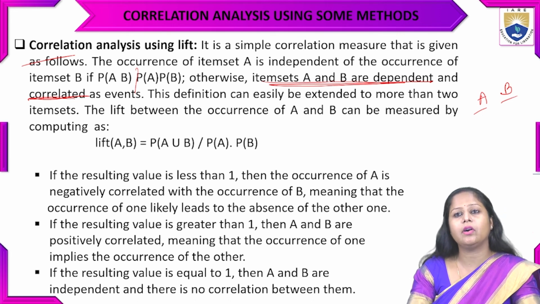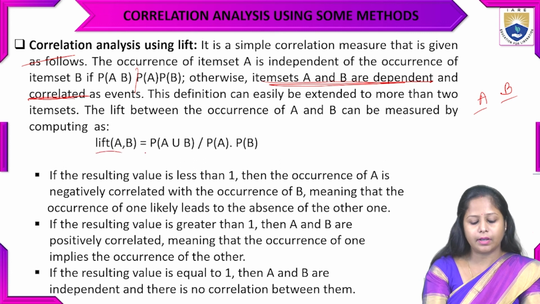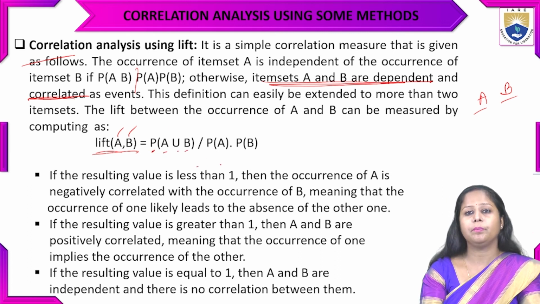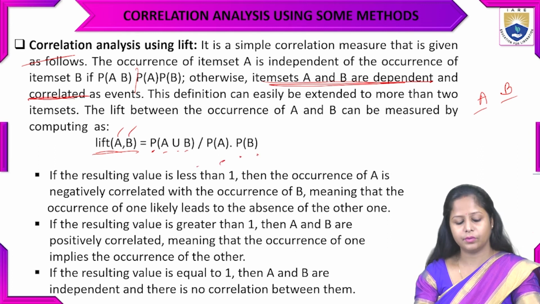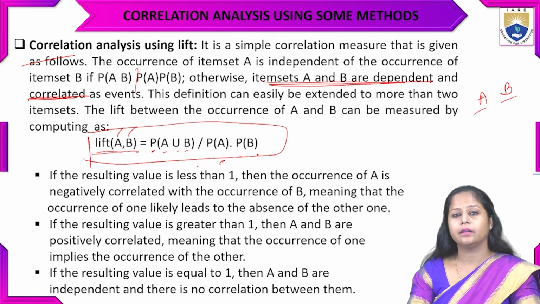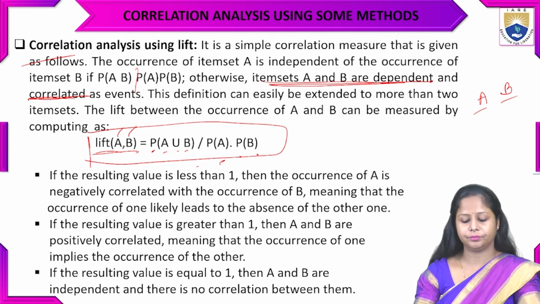The lift between the occurrence of A and B can be measured by the formula: lift of A comma B equals P of A union B divided by P of A times P of B. That is the formula to calculate the lift of items A and B.